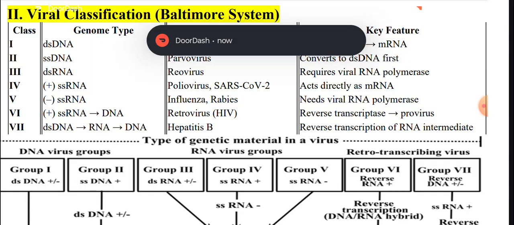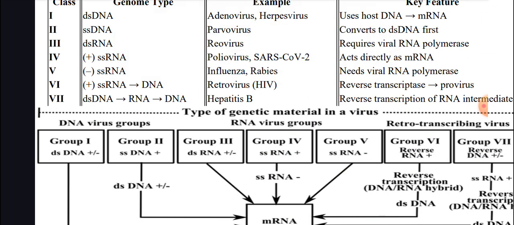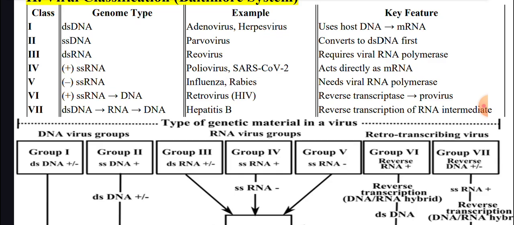And then the single-stranded RNA viruses. The notes stress that polarity, positive, plus, or negative sense, is everything here. Absolutely critical. Think of polarity like the direction the code is written in. Class 4 are positive sense, single-stranded RNA, plus ssRNA viruses. Poliovirus, SARS-CoV-2 are key examples.